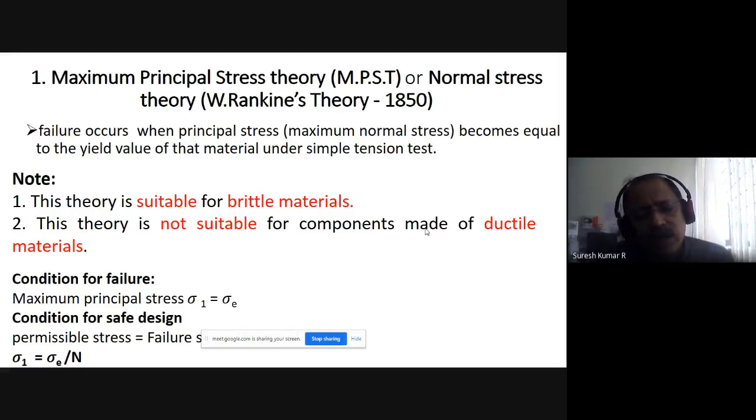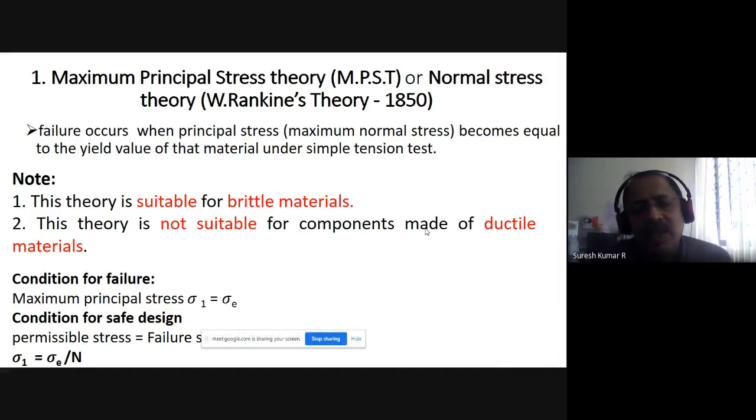Now each one, sigma 1, tau maximum, epsilon 1, total strain energy and distortion energy, has its own target. Whichever crosses its target first, the material undergoes failure according to that. Once we start increasing the load, automatically sigma 1, tau maximum, epsilon 1, distortion energy and total strain energy are all increasing, and whichever reaches its threshold first, the material undergoes failure because of that particular reason.